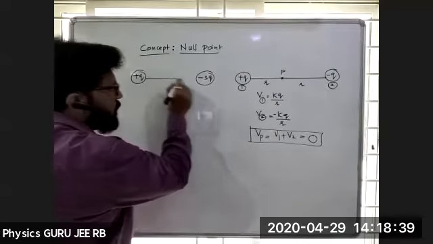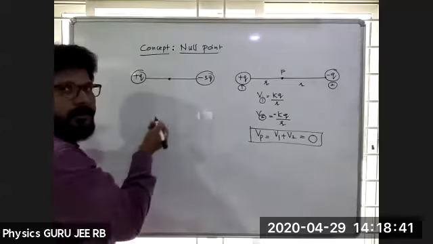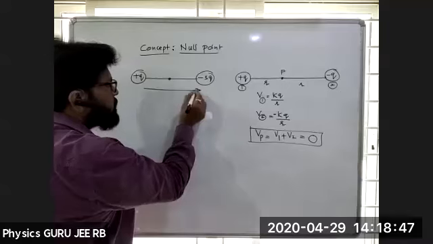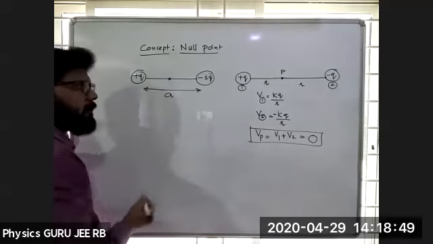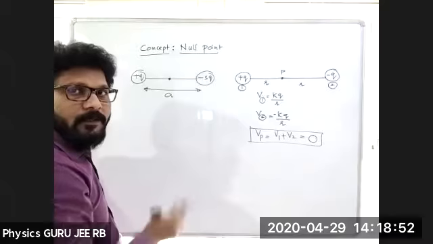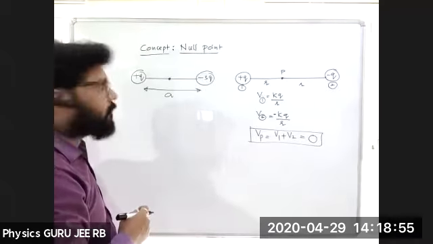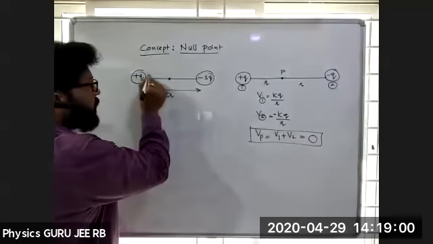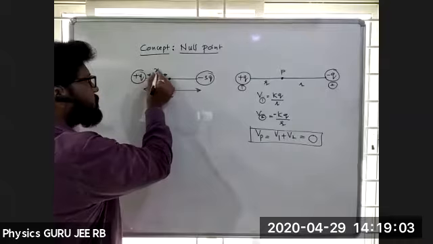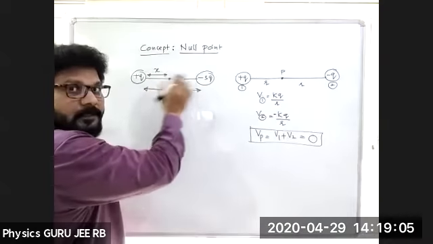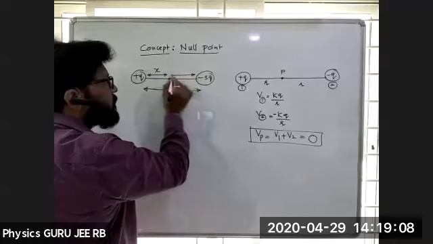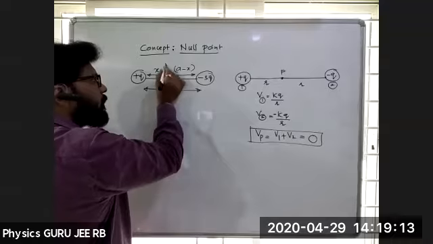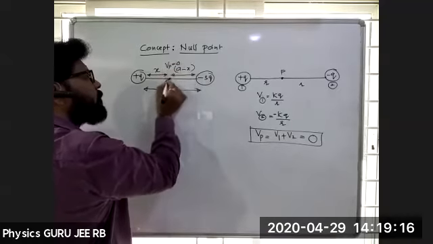Now, between these two, it is not exactly at the center, it is somewhere else. Let me take them separated by a distance of a. We want to find the null point. So plus q and minus 3q. If this point is at a distance of x from plus q, then the remaining distance will be a minus x. Am I right? So we want to calculate the potential at point P, which should be equal to 0.